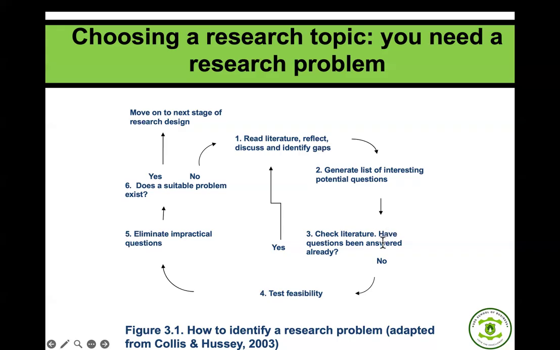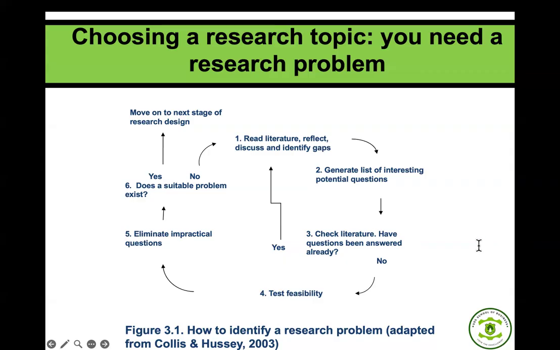Now, after this, the third important thing you also have to do is what I will refer to as literature check. Before getting too excited about your questions, you may have to go back to the literature and check again. Maybe someone has already answered the research questions you are trying to answer. And this can save you from duplicating existing research.